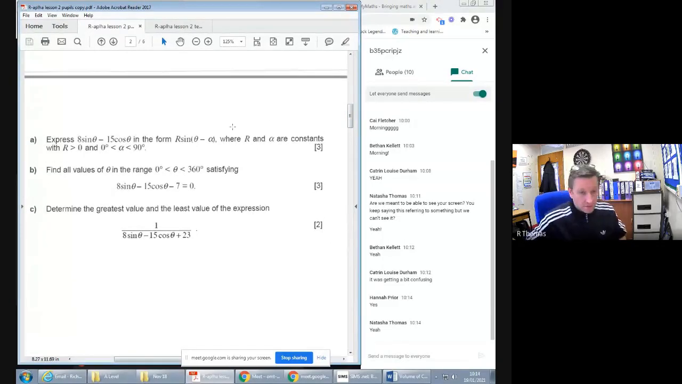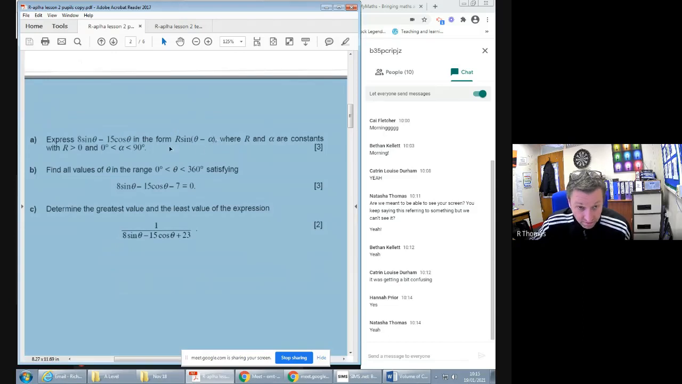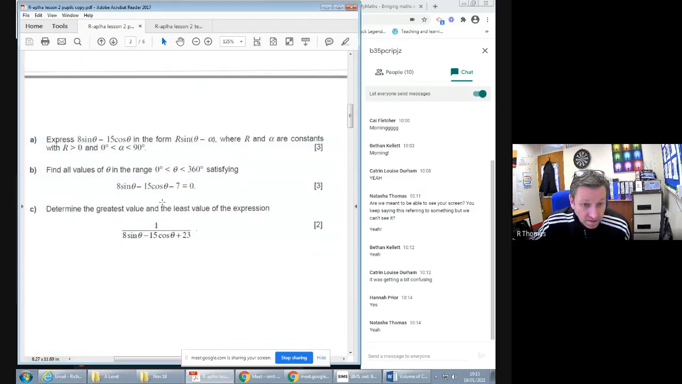Okay, let's look at a similar one here. Express this here, 8 sine theta minus 15 cos theta in the form r sine theta minus alpha. Once you've done that, find all the values between 0 and 360 that will satisfy this equation. So obviously we will have replaced this for our r sine theta minus alpha values, and we'll solve it. Once we've done that, determine the greatest value and the least value of this expression. So to get the greatest value, we'll need the smallest possible denominator, and to get the least value, we'll need the biggest possible denominator.